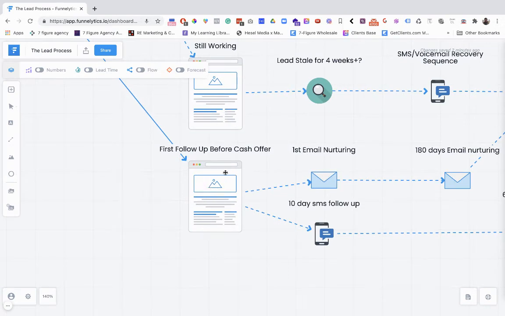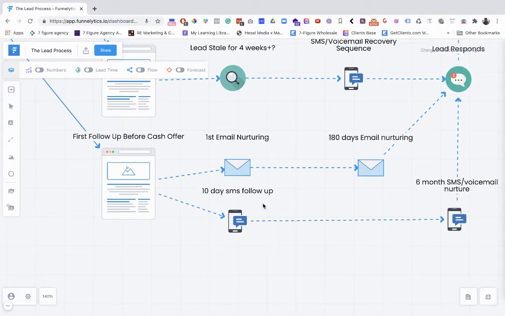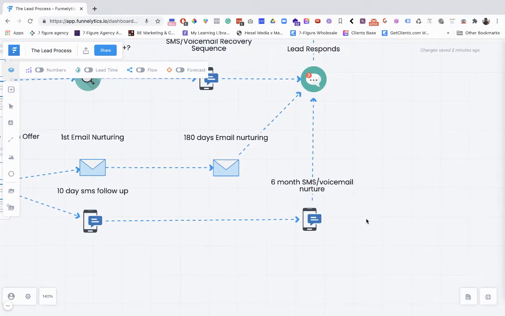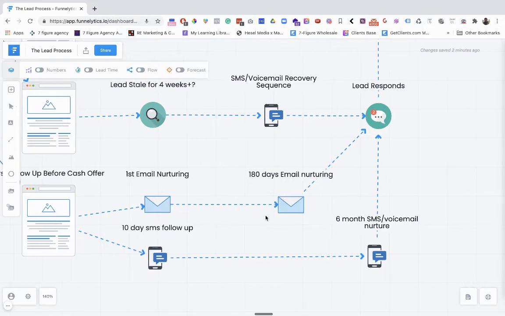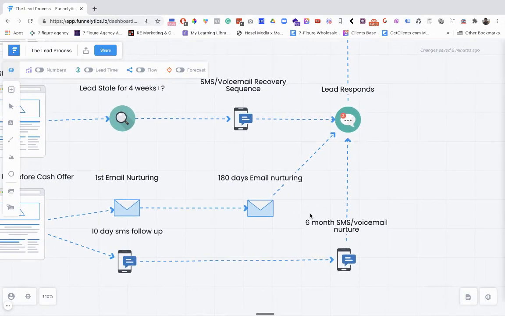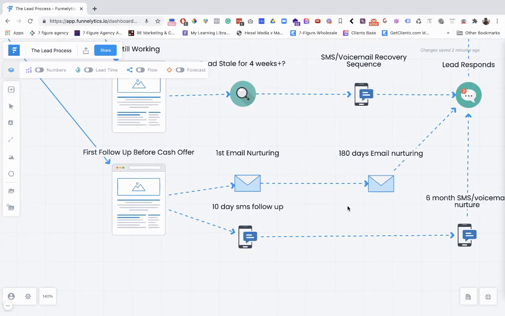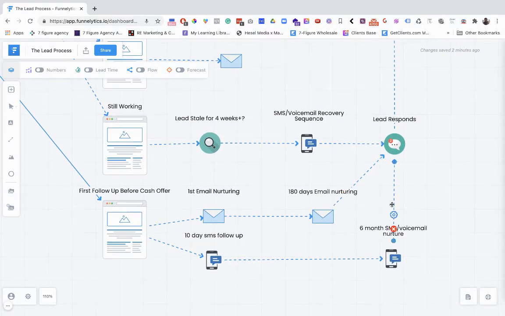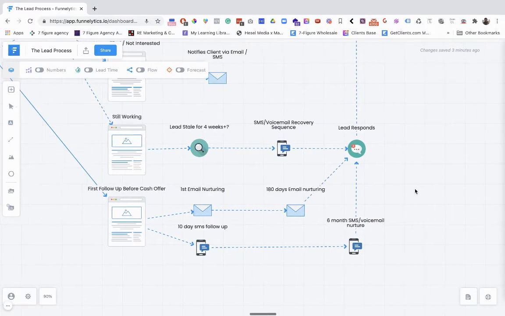As soon as the lead comes in, they will have a first email nurturing campaign and a 10-day consistent SMS follow-up campaign. Then they will automatically fall into a 6-month SMS and voicemail nurturing campaign. Along that, horizontally, they will also have a 180-day email nurturing campaign going on, so that these people actually answer their phone. And we have seen that people usually respond in the first 4 to 8 messages, or contact points. We want to call them touches as well.